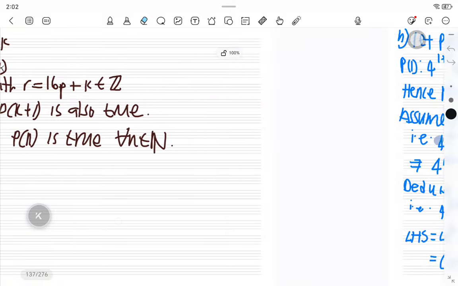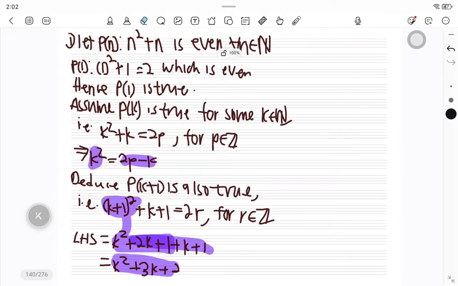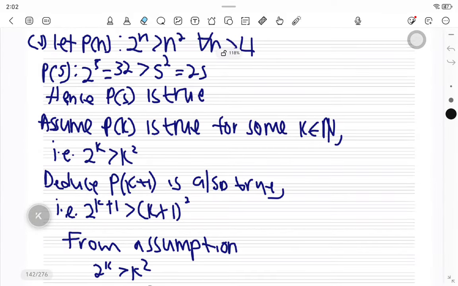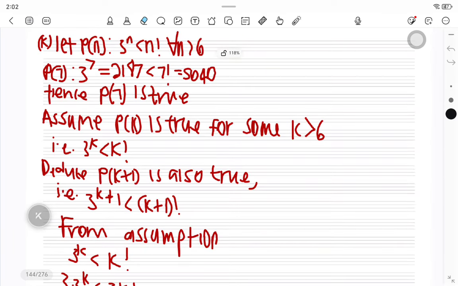Okay, let's come to the one of factorials first, right? This one is different from the previous factorial one. We're given this. They say that 3 to the n is less than n factorial for all n greater than 6. You see, right?